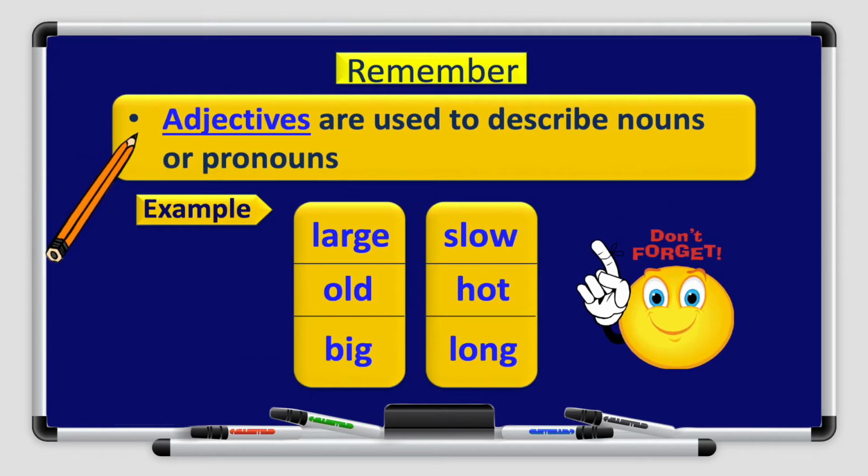Remember, adjectives are used to describe nouns or pronouns. Examples: large, old, big, slow, hot, and long. Again, adjectives are used to describe nouns or pronouns like large, old, big, slow, hot, long.